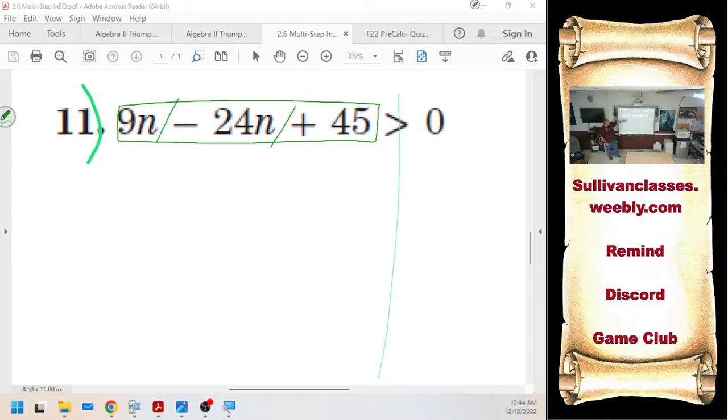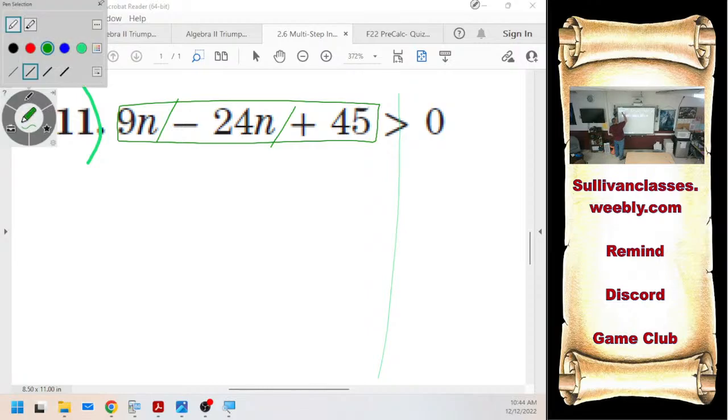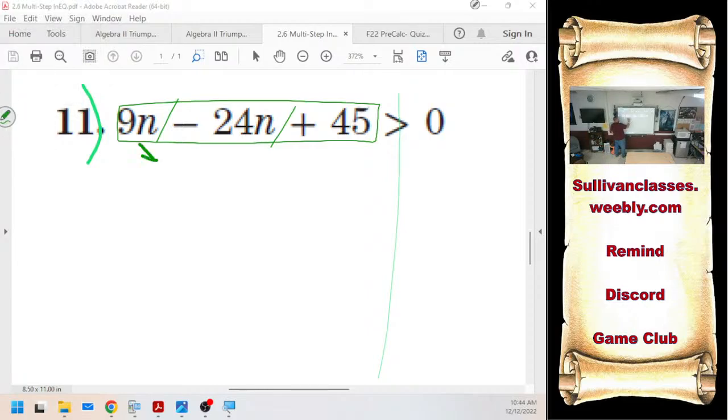Okay. You have 9. I don't know. What's something that starts with N? That's decent. Nuggets. There we go. I got 9 nuggets, and I need to give 24 out to feed these kids. How many more do I need? 15. Okay. You can always put those together like this and say negative 15n plus 45 is greater than 0.